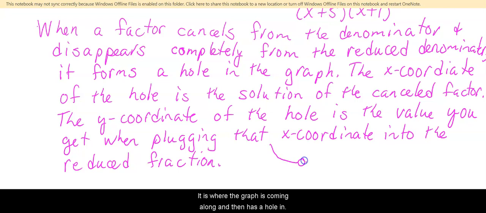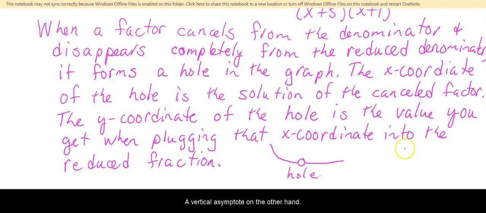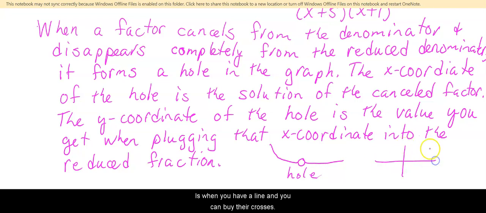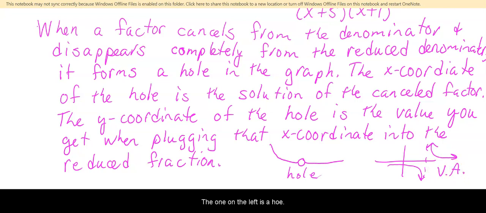It is where the graph is coming along and then has a hole in it. This is not like a vertical asymptote. This is a hole. A vertical asymptote, on the other hand, is when you have a line and you can neither cross it nor touch it. This is a vertical asymptote. The one on the left is a hole.